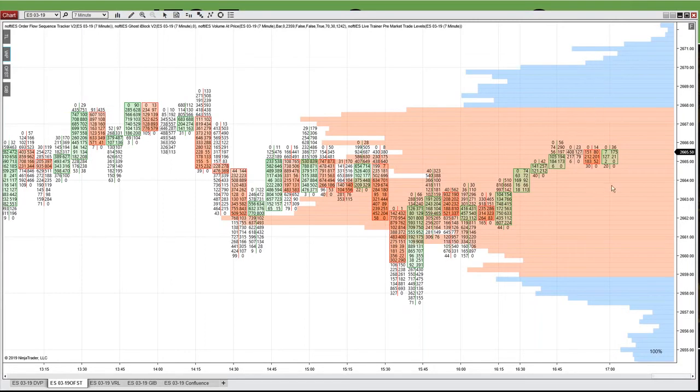However, if the market is in this orange, salmon, pink, whatever you want to call it area, I'll just call it orange for simplicity. If it's in this area, we are in the stay out zone.